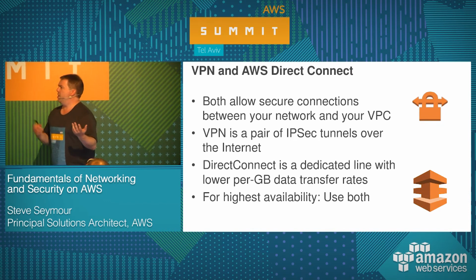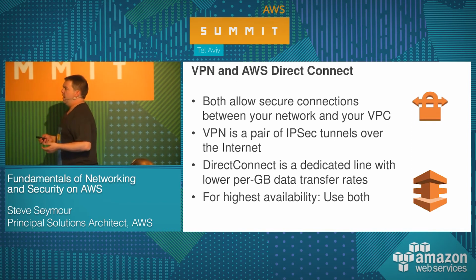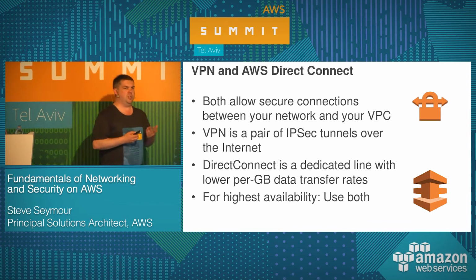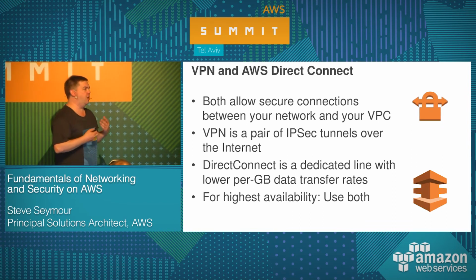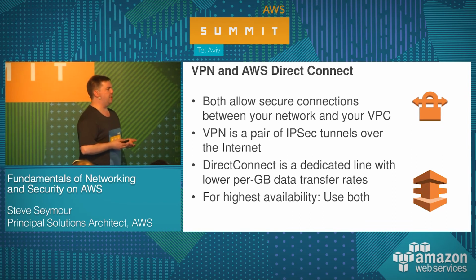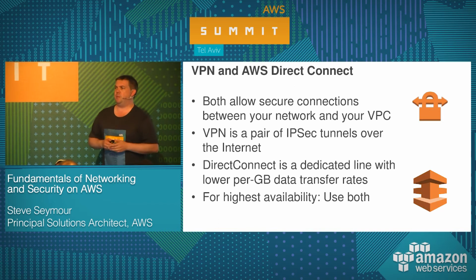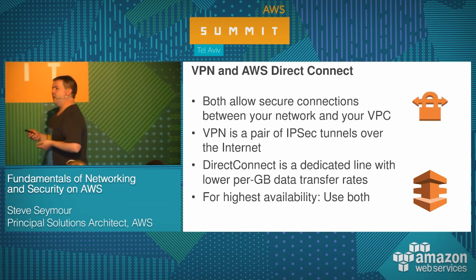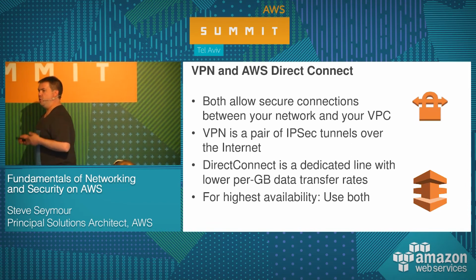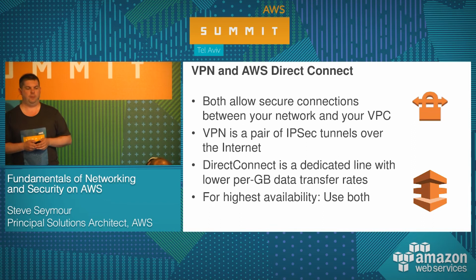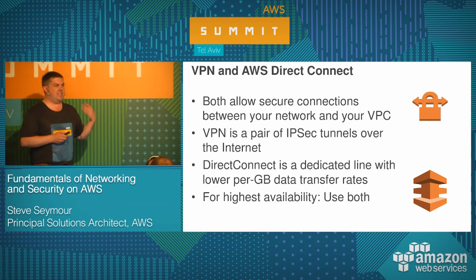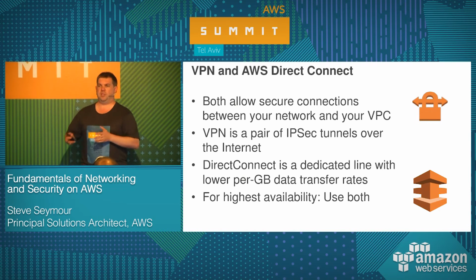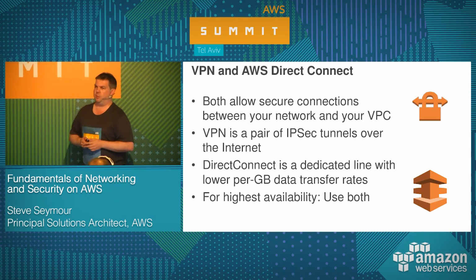So between VPN and Direct Connect, you have a choice. And these are a few things you might want to consider in terms of what connectivity option is the right one for you. Both of them are secure connections into your VPC. A VPN is that pair of IPsec tunnels, gives you a good level of resilience. But with Direct Connect, you can also build two connections. You can build resilience into Direct Connect as well. Direct Connect is dedicated to you. It's a 1 gig or a 10 gig or multiple 1 or 10 gig connections straight into AWS.